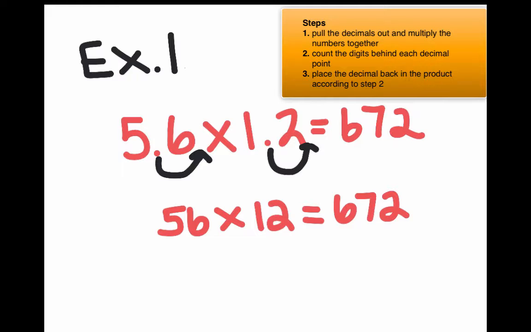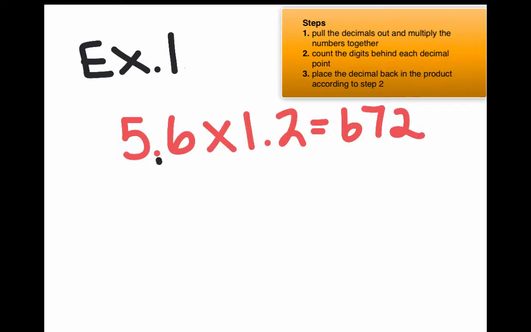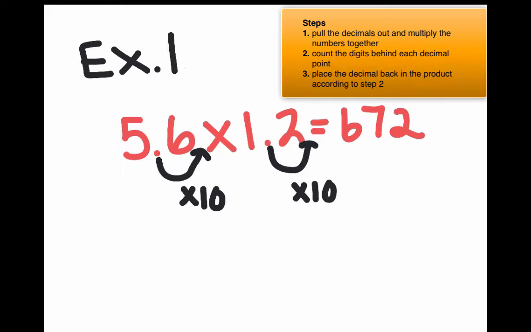What we did is we multiplied 5 and 6/10 by 10 to make it 56. And we multiplied 1 and 2/10 by 10 to make it 12, to make this problem easier. So altogether we multiplied by 100. That means we now need to divide by 100. Right now the decimal point in 672 is right there.